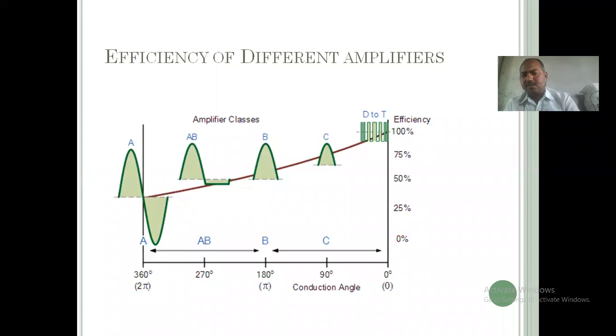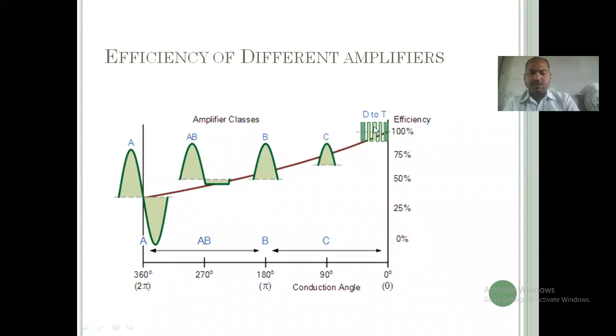Efficiency being more is not the only thing that matters, because the other problem with class C is that distortion is coming with the class C amplifier. The efficiency of the class C amplifier is near about 78.5, or near about 80 percent. Here this indicates 100 percent, and here near about 78 percent efficiency.